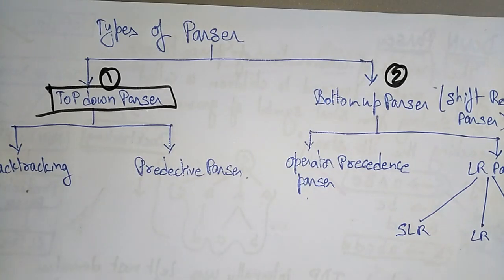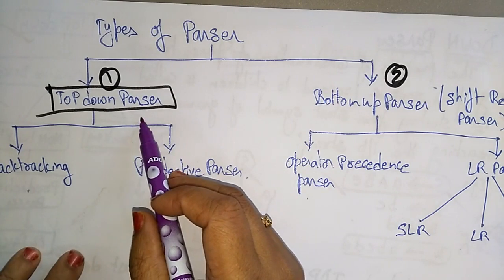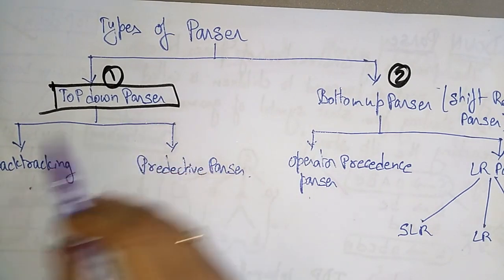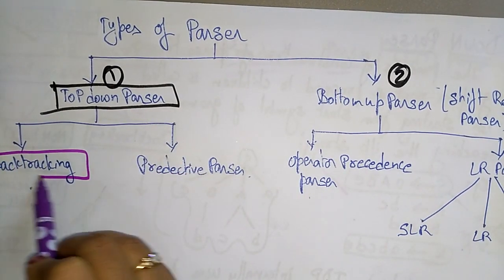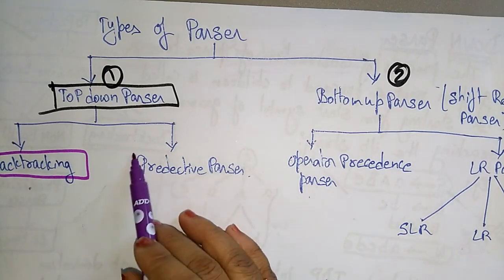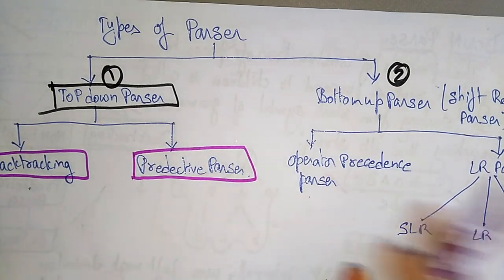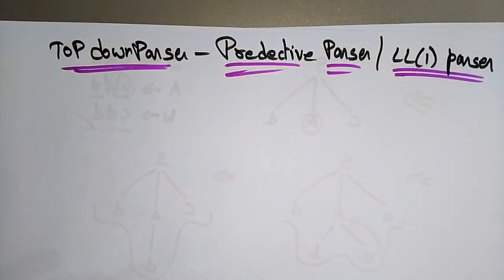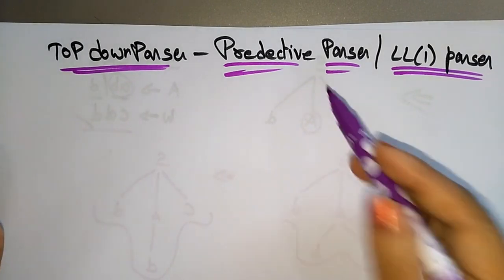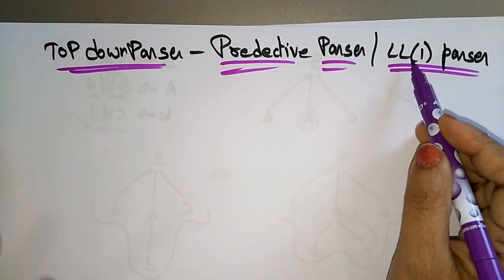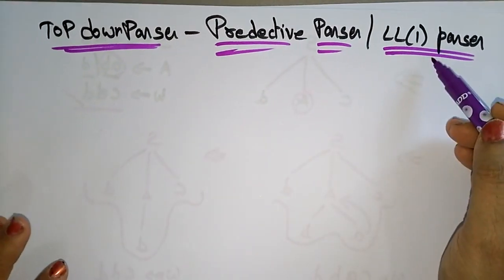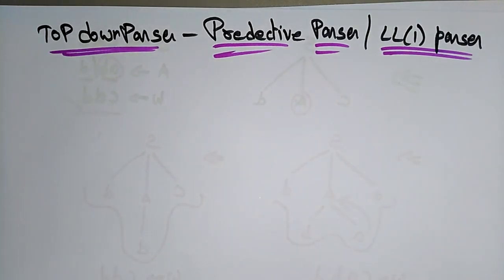Students, welcome back. Now let's see the second type of parser. So we are discussing the top-down parser. In the top-down parser, we have seen backtracking. Now let's see what is a predictive parser. The predictive parser is one of the top-down parsers which scans the input from top to bottom. The predictive parser is also called an LL1 parser. What is this LL1? We will see in the further videos.